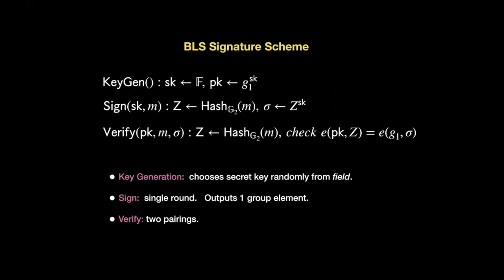So how does it work? First, we have a public key, which is going to be equal to G1 to the power of our secret key. In order to sign, we just hash the message into the group, and then we take the exponent of that message to the power of sk, and that is our signature. In order to verify, we need to compute the same hash on the same message, and then we just check one pairing, namely we pair our public key with our hashed component and check that it is equal to e of G1 paired with our signature. What this basically guarantees is that that signature has been generated correctly.